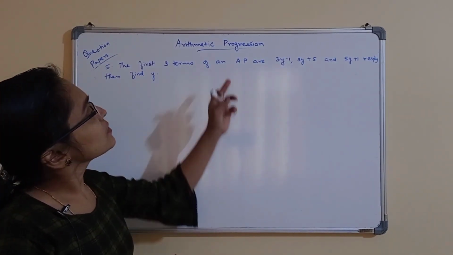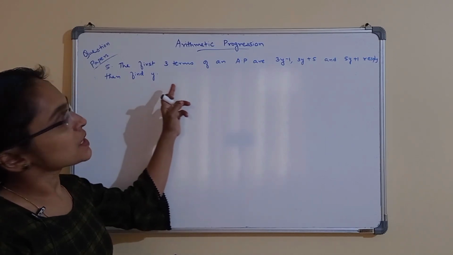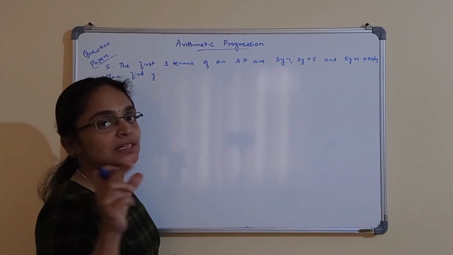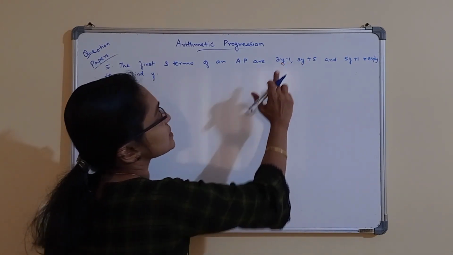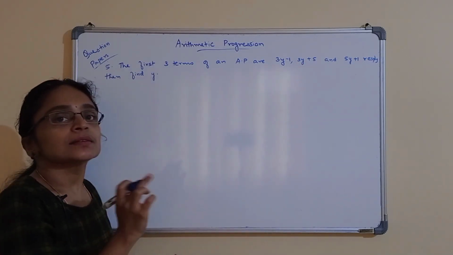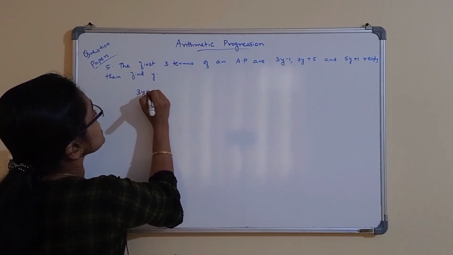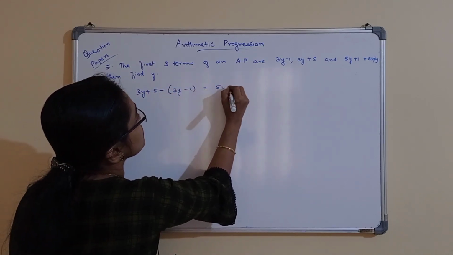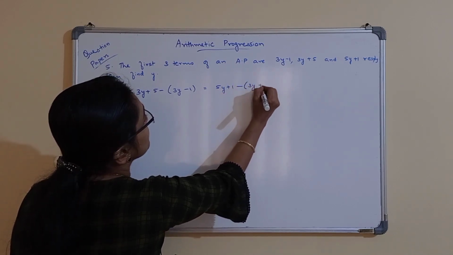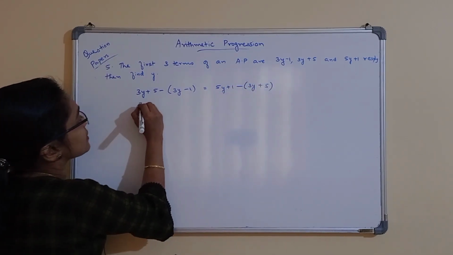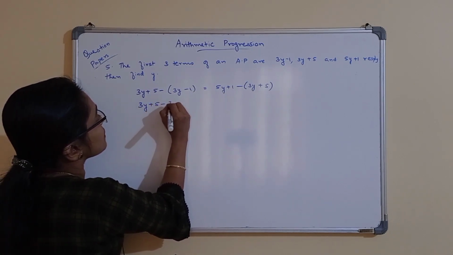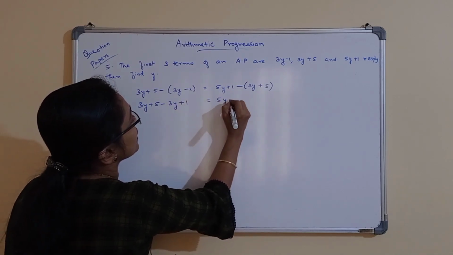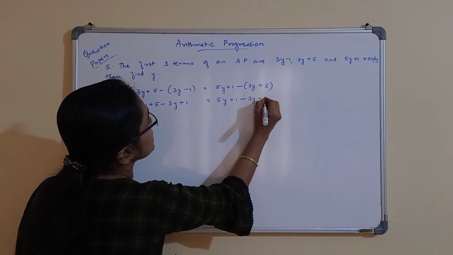Next one, the first three terms of an AP are 3y minus 1, 3y plus 5 and 5y plus 1 respectively. Then find y. So if this is an AP, d should be the same. That is, second term minus first term should be equal to third term minus second term. Which means 3y plus 5 minus 3y minus 1 is equal to 5y plus 1 minus 3y plus 5. That is 3y plus 5 minus 3y, minus of minus is plus, so plus 1 is equal to 5y plus 1 minus 3y minus 5.